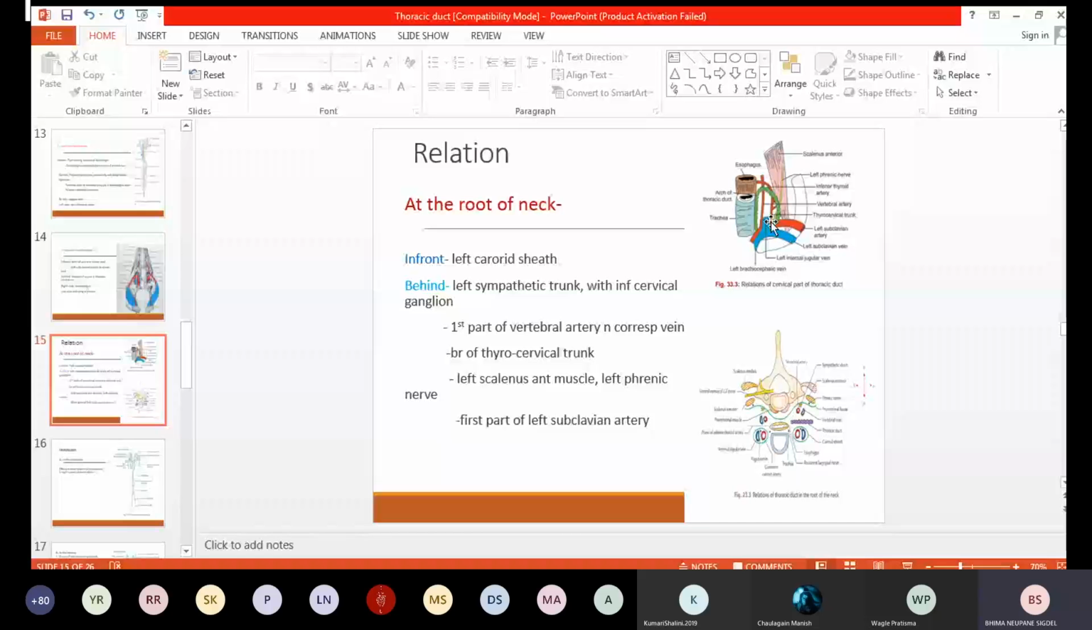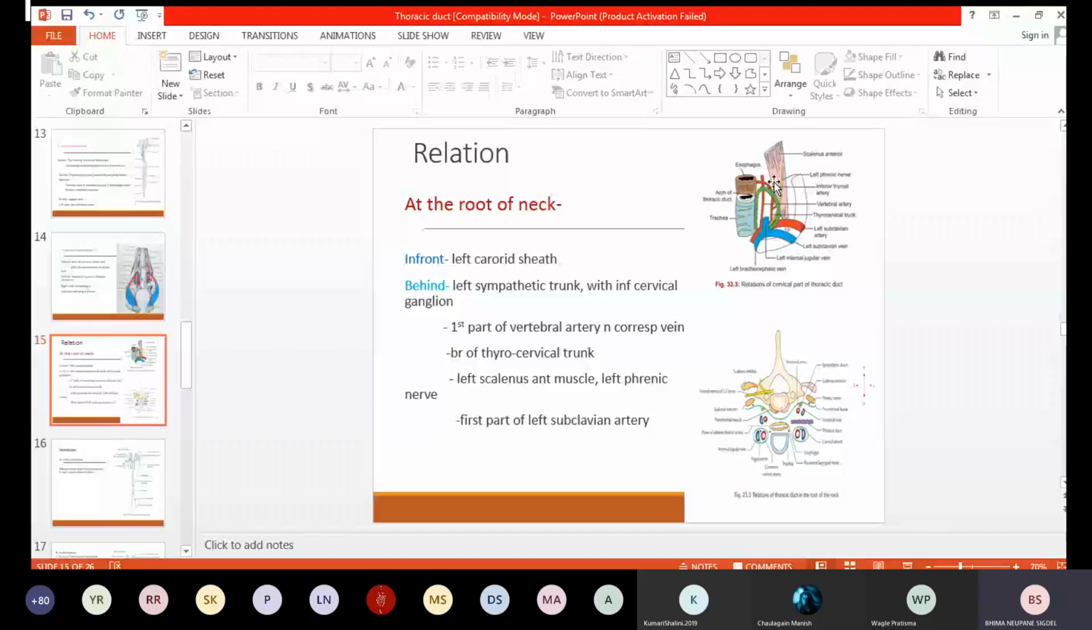After that, in the middle we have the left vagus nerve, and after that is the internal carotid artery, the left carotid artery. These are the contents of the carotid sheath. Okay, carotid sheath, spelling wrong. So anterior to the thoracic duct in the root of the neck is the carotid sheath, and now behind are the structures.